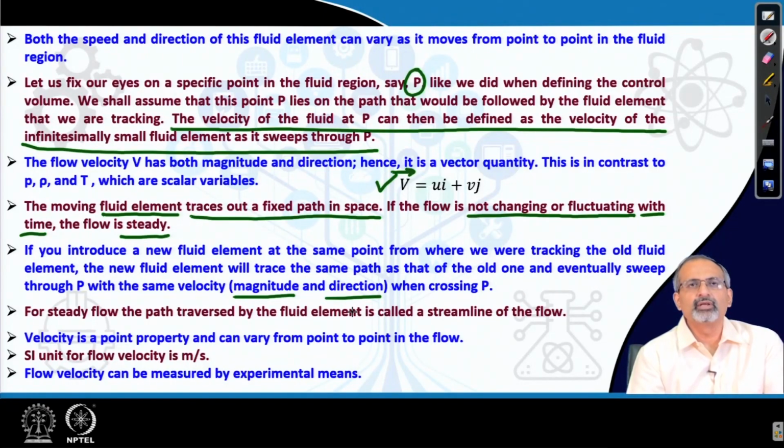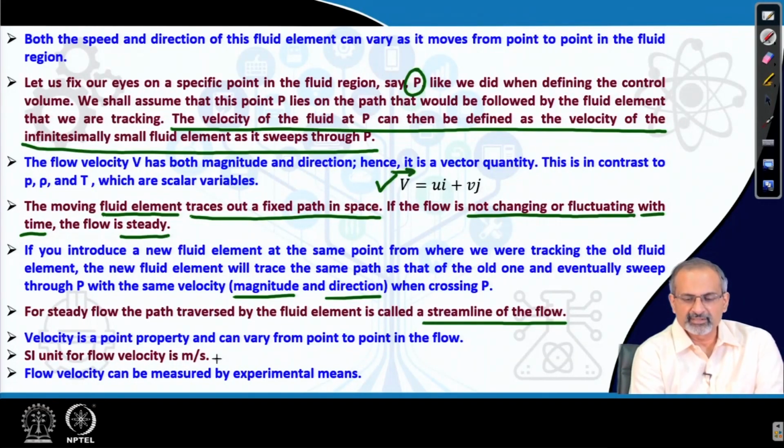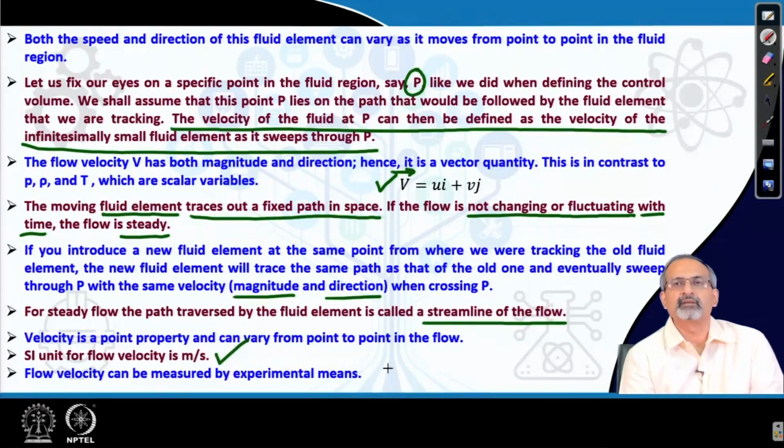For steady flow, the path traversed by the fluid element is called a streamline of the flow. Velocity is a point property. It can vary from point to point in the flow. Its SI unit is meters per second, and it can be measured by experimental means.